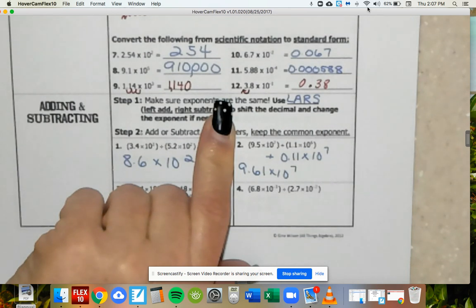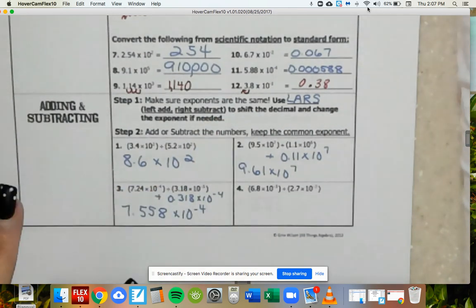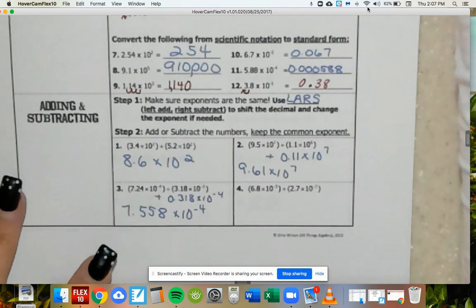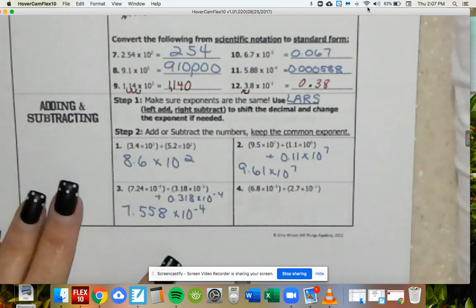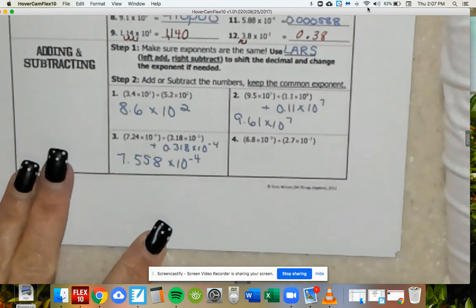All right? Good. Now, that was converting to scientific notation form and then out of scientific notation form. But then we did adding and subtracting.